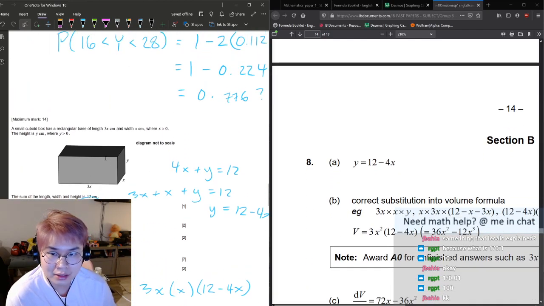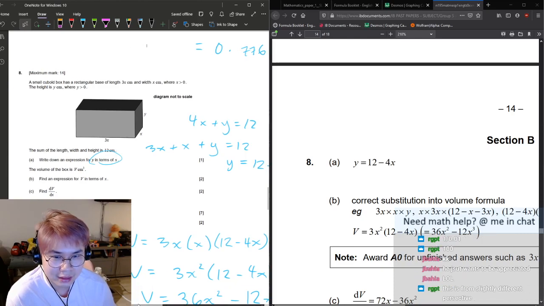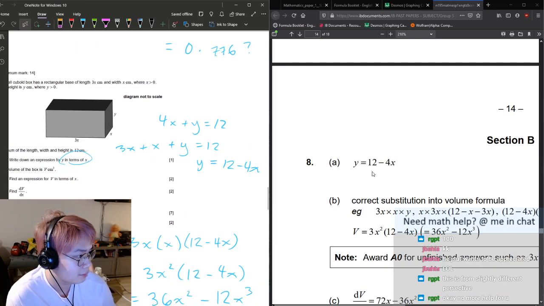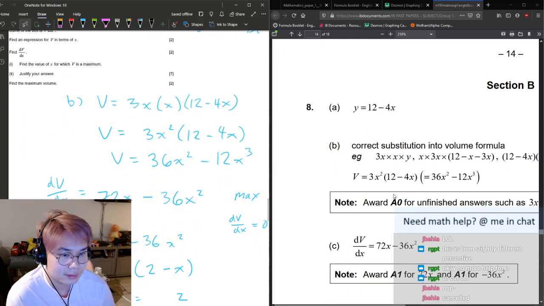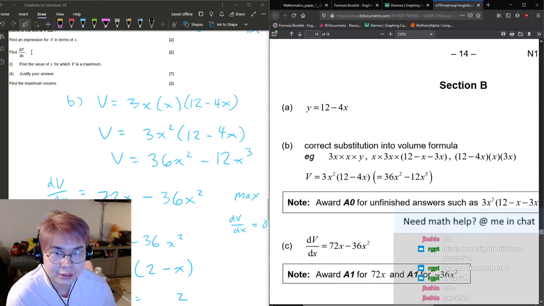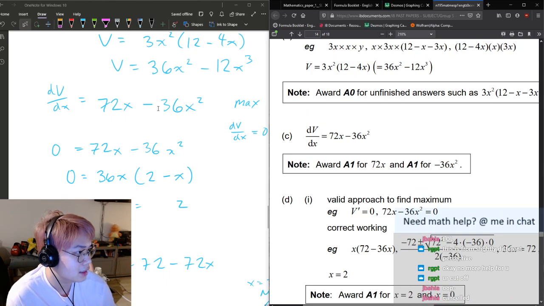Okay, and then part A, question 8, which I think is this one. Write down an expression of y in terms of x. I think that was this right here, and that's what they have. And then find an expression for v in terms of x. So I got this. They have the same thing. Find dv dx. Same thing.